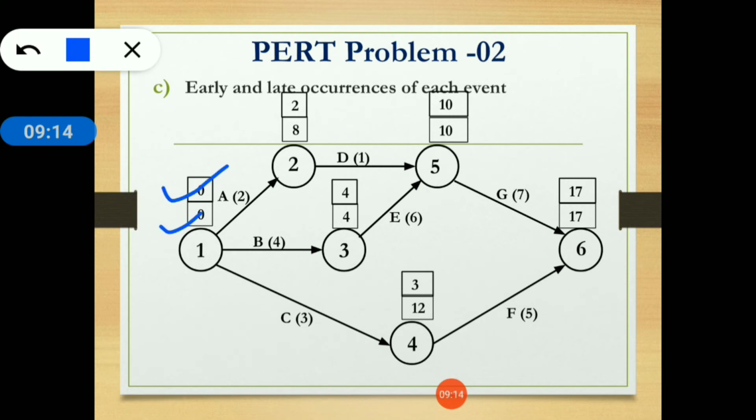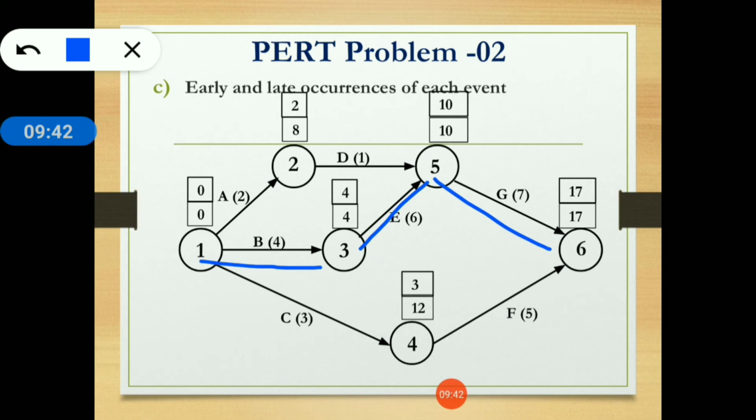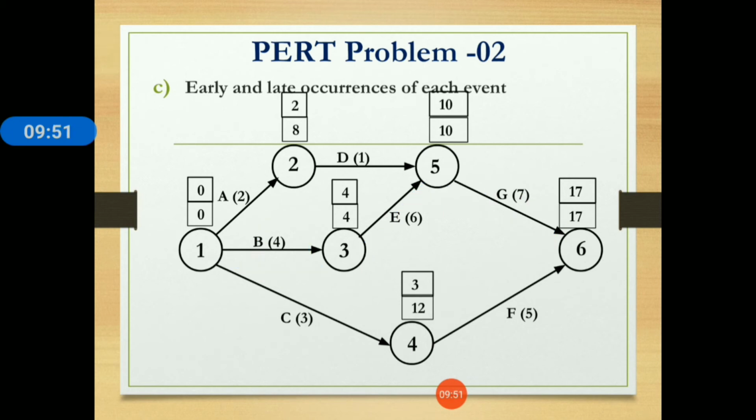So for event number 1 both are equal, for event number 3 both are equal, for event number 5 both are equal, and for event number 6 both are equal. So this will become our critical path also. In the example there is no mention to find the critical path, but I have taken it for your understanding. So activity 1 to 3, 3 to 5 and 5 to 6 is your critical path, and the summation of these activities is equal to 17. So 17 is your project completion time.